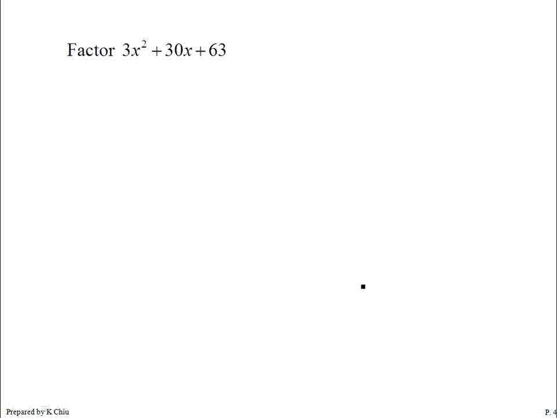How about if I want to factor 3x squared plus 30x plus 63? That is such a big number. And besides, the a is not equal to 1. It's equal to 3. So we start shaking. Wow, indeed, it's not too bad. What can we do first?